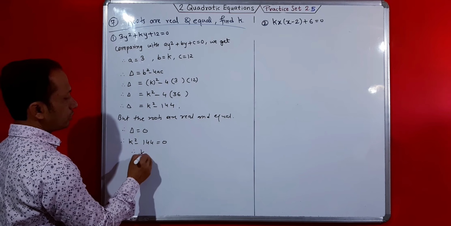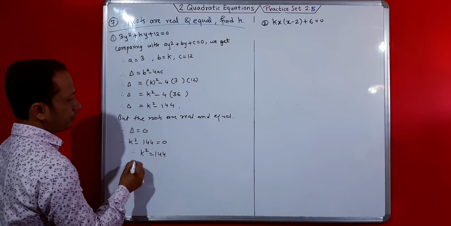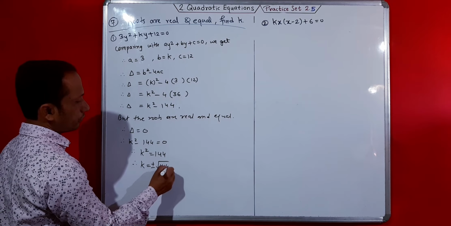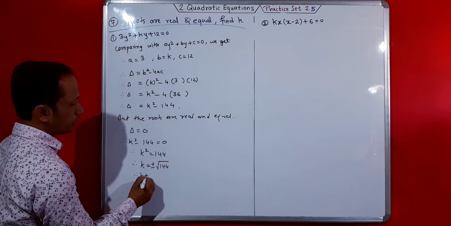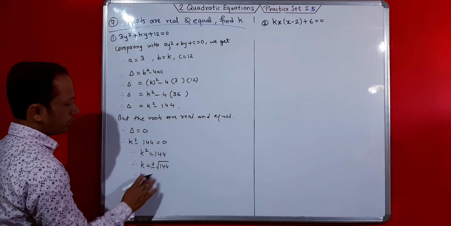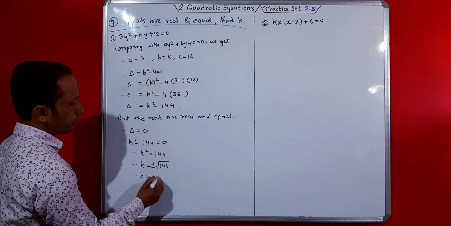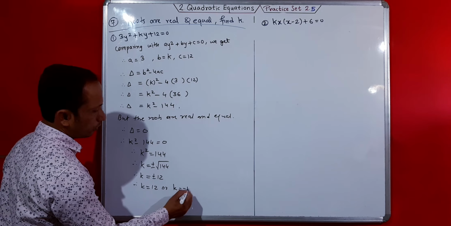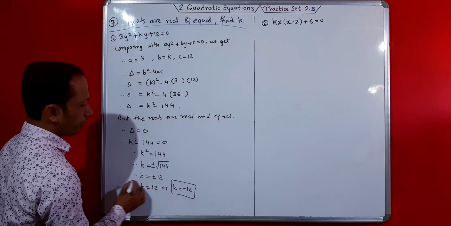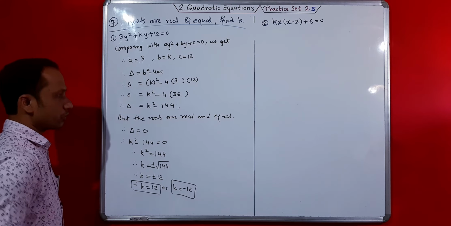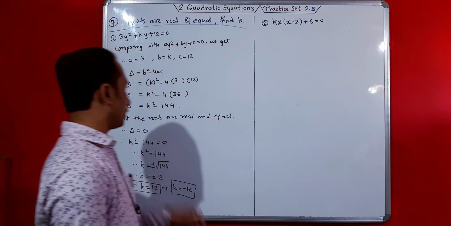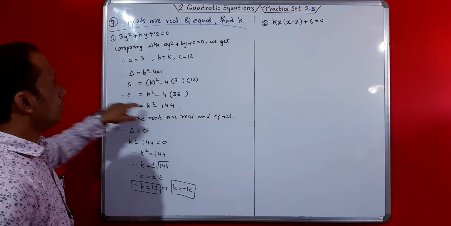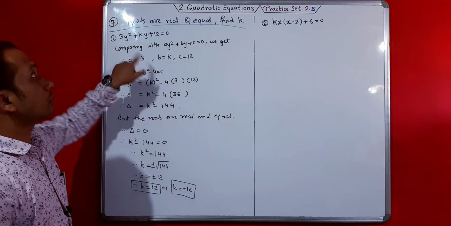Therefore k square is equal to 144. Therefore k is equal to plus minus under root 144. Therefore k is equal to plus minus 12. Therefore k is equal to 12, or k is equal to minus 12. So these are the values of k. Do the calculation. The roots are real and equal, that's why delta is equal to 0. So this is the first question we have solved from question number 7.